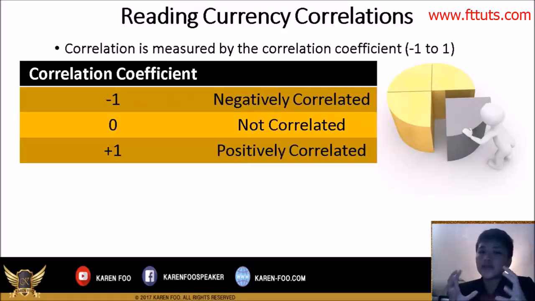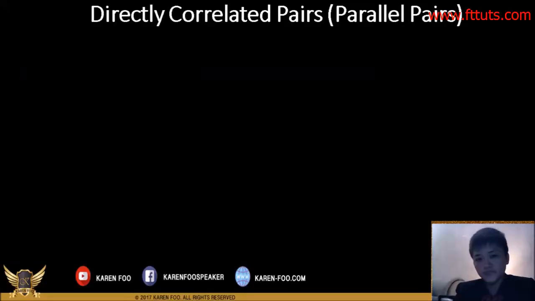So if these two currency pairs have a 0 correlation coefficient, it means that they are not correlated, or in other words, they are totally not related to each other in terms of their movement direction. And if I say that these two currency pairs have a correlation coefficient of positive 1, it means that they move in the same direction 100% of the time.